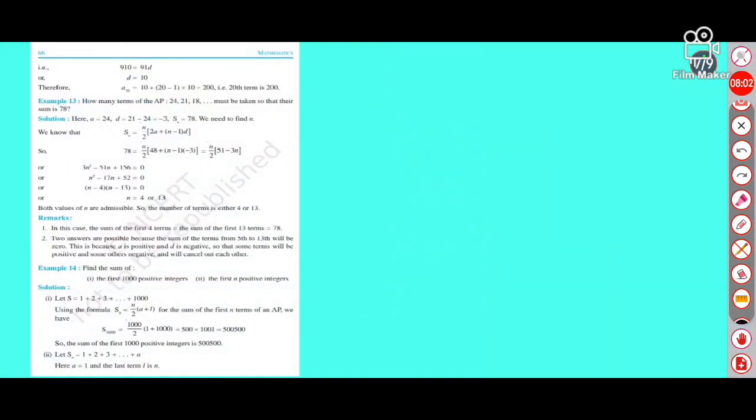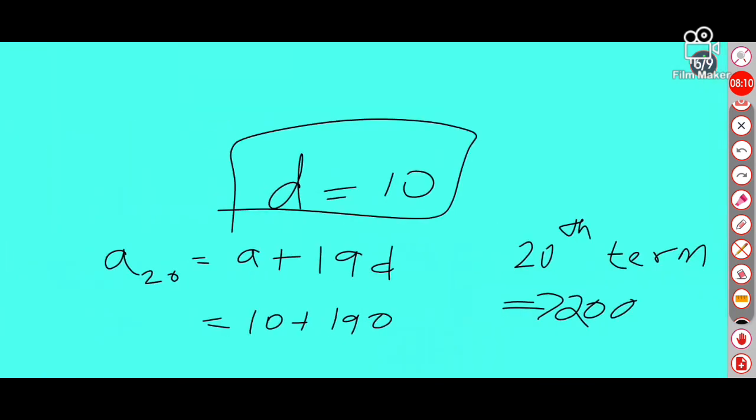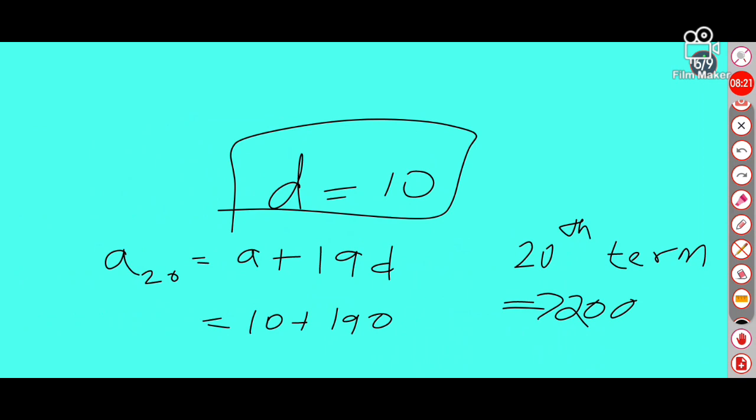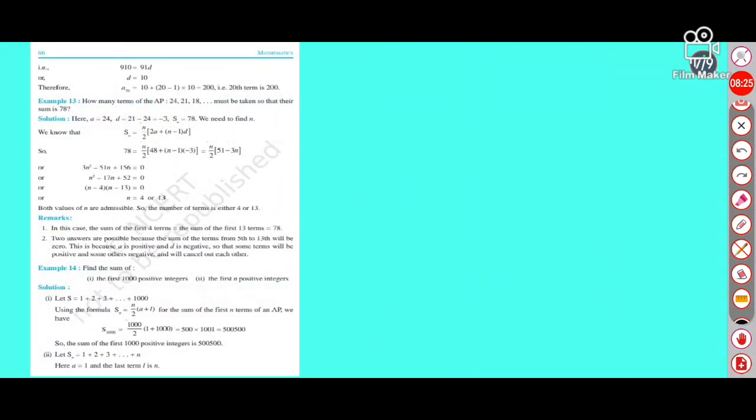Here they have done similarly the same thing, right? A plus n minus 1 into d. So a plus 19d, they have done the same thing. A plus n minus 1 into d is nothing but a plus 19d. 10 plus 190 gives you 200, right? Okay, fine. So the 20th term is 200. Similarly, next we have the 13th example given in your textbook.